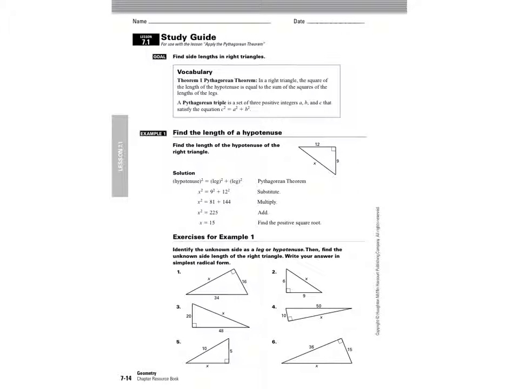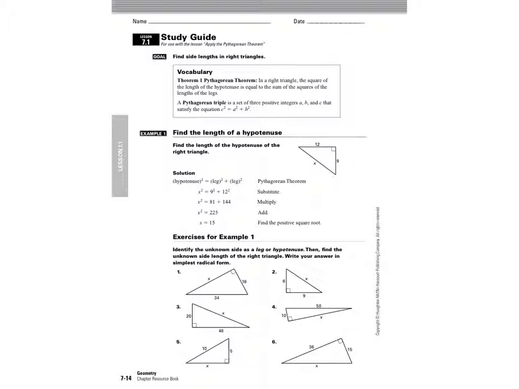Quiz tomorrow will cover lessons 7.1, 7.2, 7.3. There are 11 questions. You will have a couple questions from 7.1 where you're just going to straight up have to use the Pythagorean theorem: a squared plus b squared equals c squared.